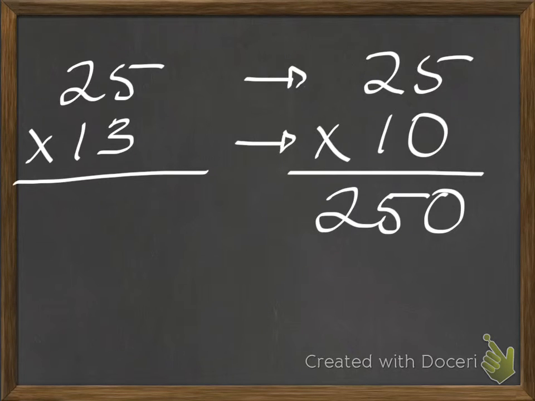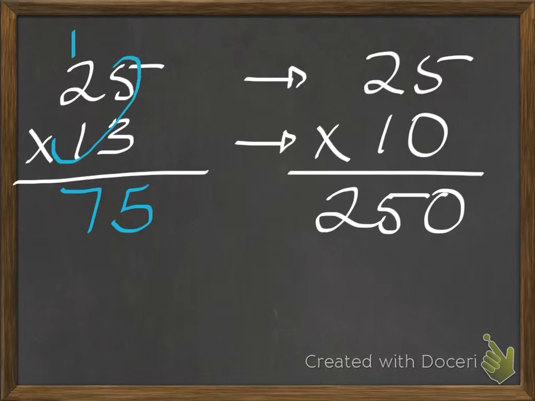Next, I've got 25 times 13. I kept the 25 the same, and I rounded that 13 down to 10. And my estimated answer is about 250. So now I'm ready to multiply. I'm going to multiply 3 times 5. Then I will multiply 3 times 2. So first, 3 times 5 is 15. Put down the 5 and carry the 1. 3 times 2 is 6, plus 1 more is 7.